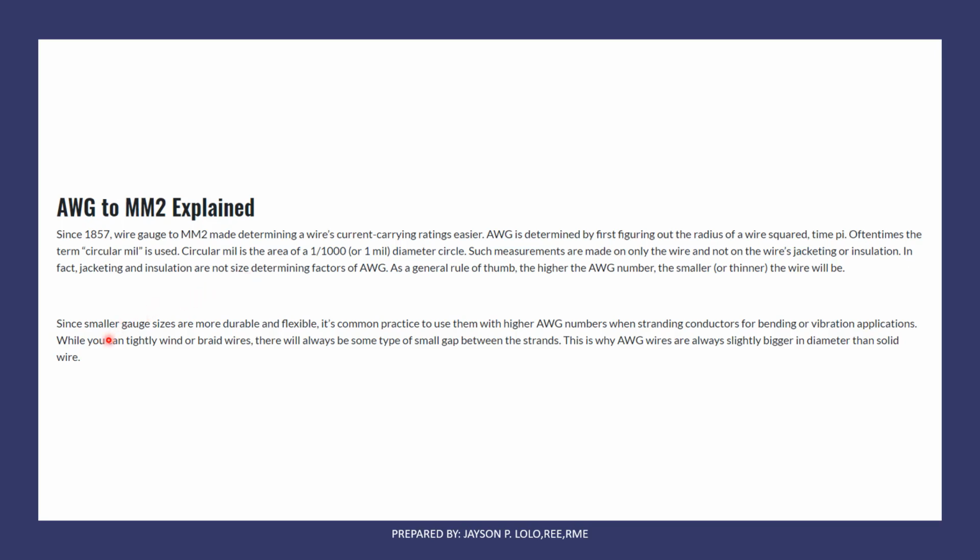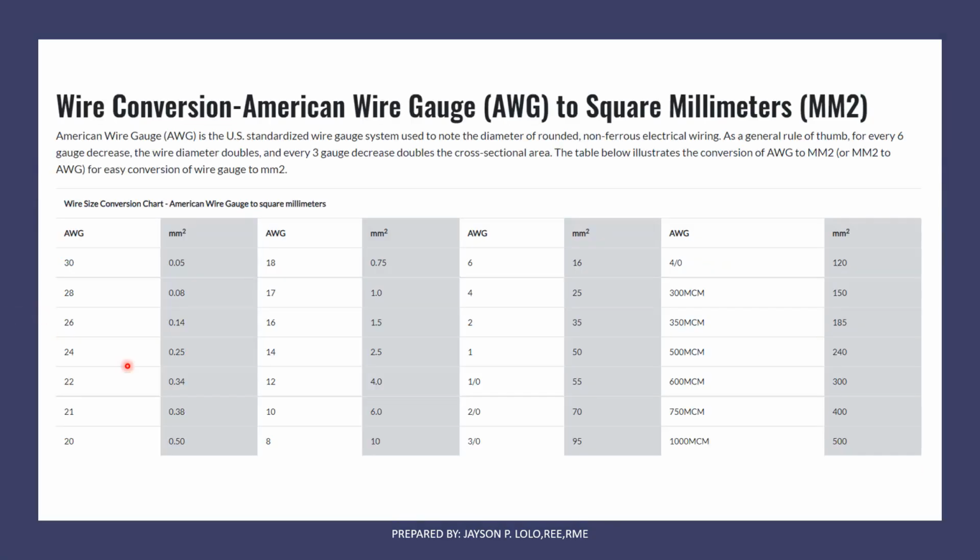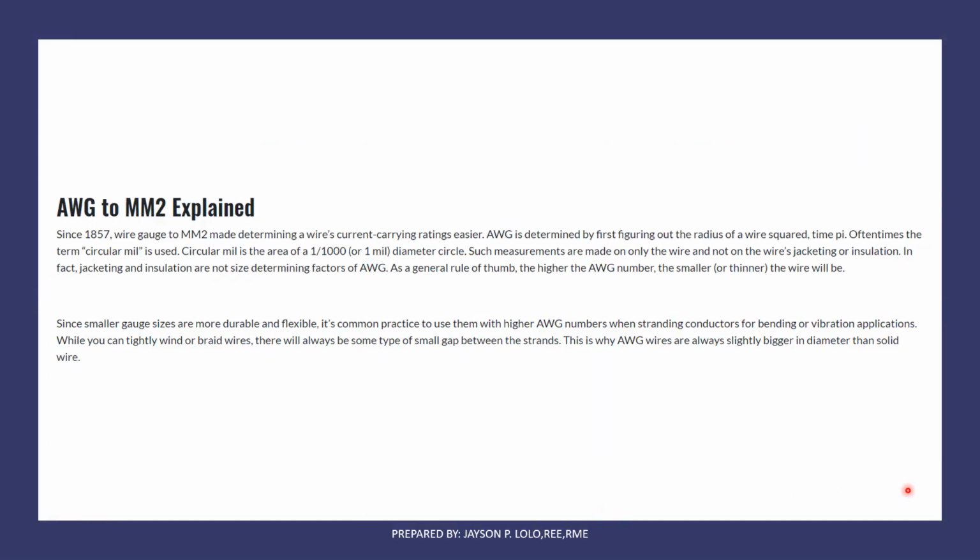Okay, since smaller gauge sizes are more durable and flexible, it is common practice to use them with higher AWG numbers. Okay, take note, higher AWG numbers. So that is why 30, which is the highest number, in converting into mm squared is just 0.05. So that is why AWG wires are always slightly bigger in diameter than solid wire.